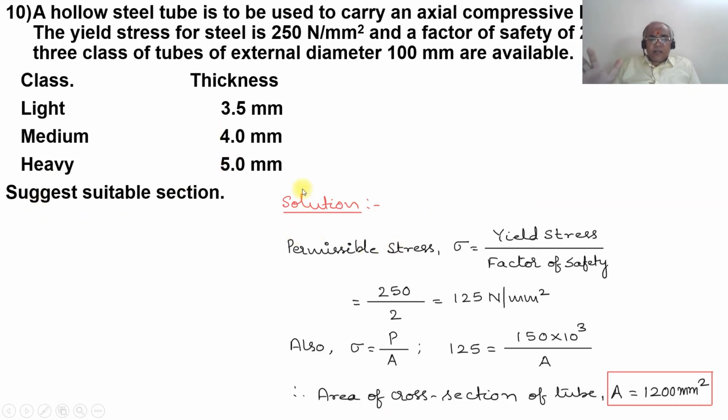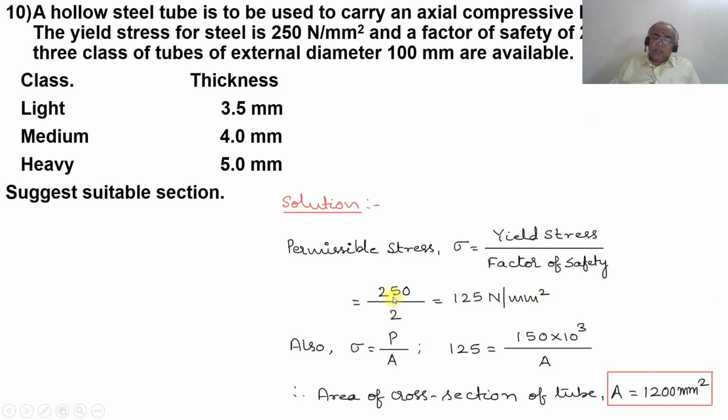So first we are going to take up the stress, strain, and also the Young's modulus. So what is the permissible stress? Sigma is equal to yield stress divided by the factor of safety. What is the yield stress given? It is given to be 250 Newton per mm square and the factor of safety as 2. So 250 by 2. On simplification, you are going to get 125 Newton per mm square.